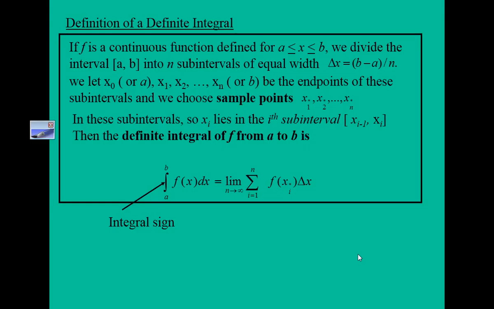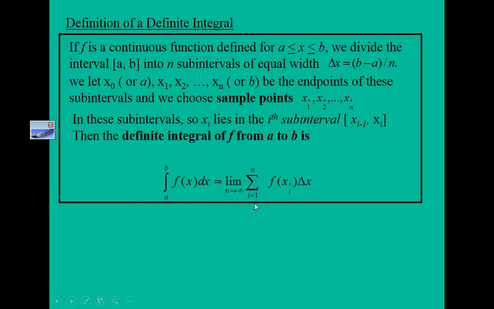So notice what we have. We have the limit of the summation from i equals 1 to n as n goes to infinity of f of x sub i times delta x. And we know f of x sub i is the height of our rectangle, delta x is the width of the rectangle. So if we let the number of rectangles be n, and then we take the limit as n goes to infinity, we'll find the area under the curve on the interval from a to b. So this is defined as this integral from a to b of f of x dx.